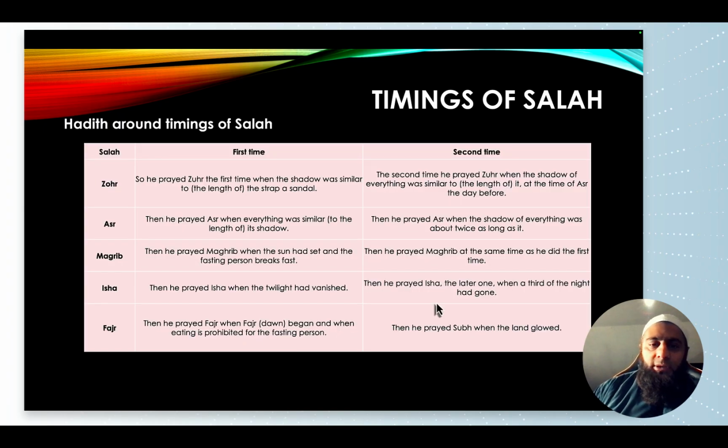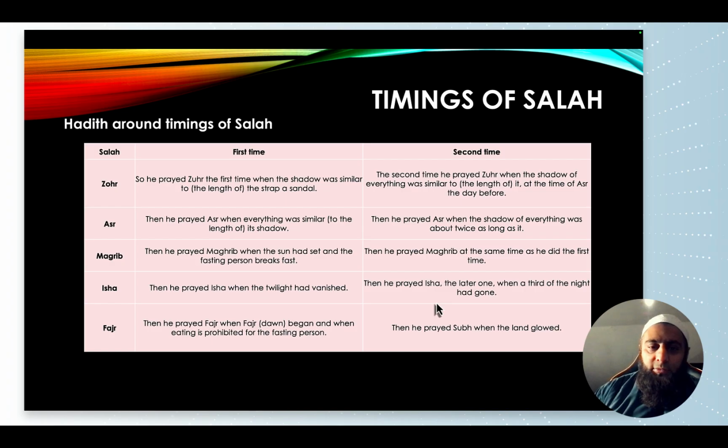So I've put it in a little table here just to summarize what the hadith was telling us. So Dhuhr, the first time, when the shadow was similar to the length of the strap of a sandal. So that was the beginning point. And then the second day, when he read it again, he prayed Dhuhr this time when the shadow of everything was similar to the length of it at the time of Asr the day before.